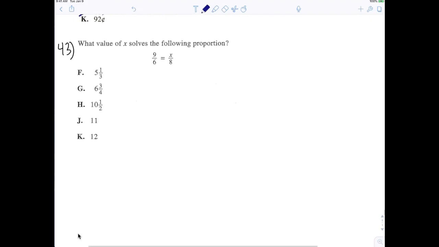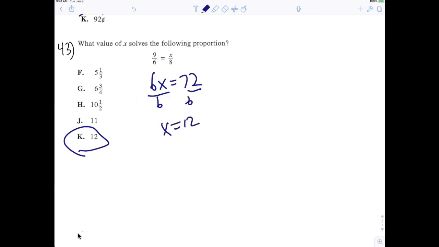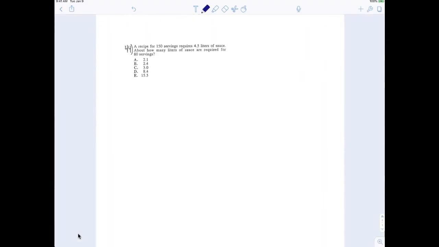What is the value of x? So cross multiply and divide, right? It is 12. All right, don't forget when you cross multiply, 6x equals 72, divided by 6. All right, last one.